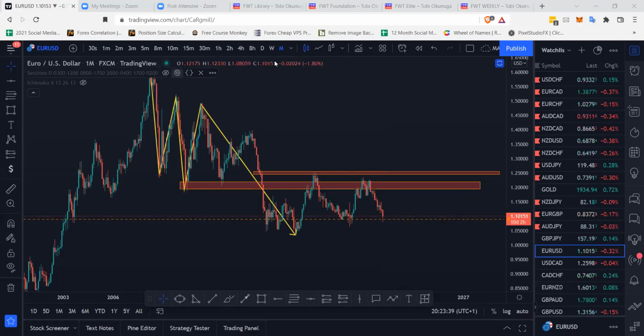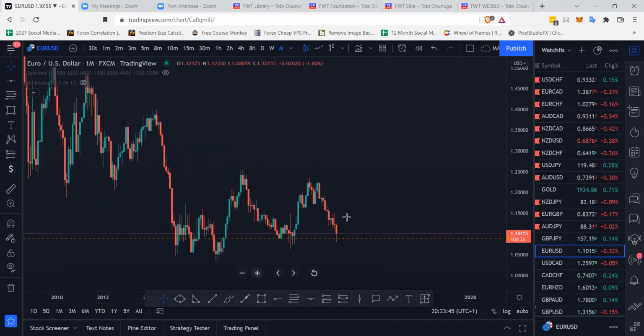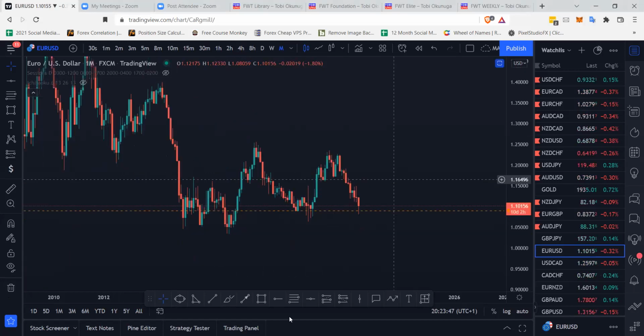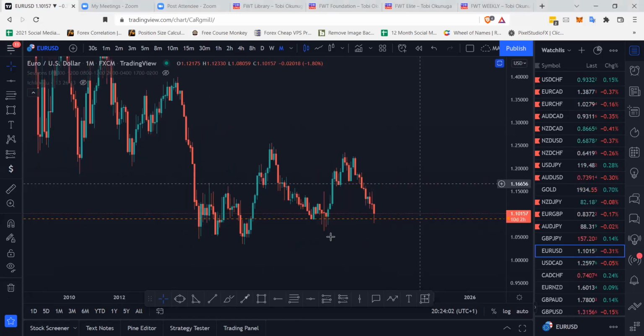Okay, so Euro USD, let's go to monthly. Are you there, Mr. Val? Where are you? Unmute yourself. Okay, I'm here. Okay, good. So I'm saying this is an impulse move.